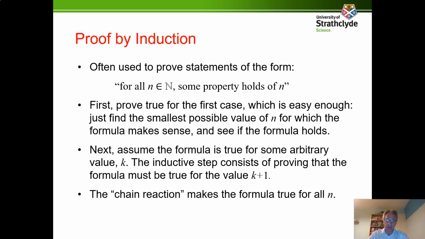So in the next video, I'm going to give you an example of how this chain reaction works using an analogy based on, well, curry in fact. And then I'm going to do an example of proof by induction for you. And then finally, there's an exercise for you to have a go at where you'll prove a similar statement using proof by induction.